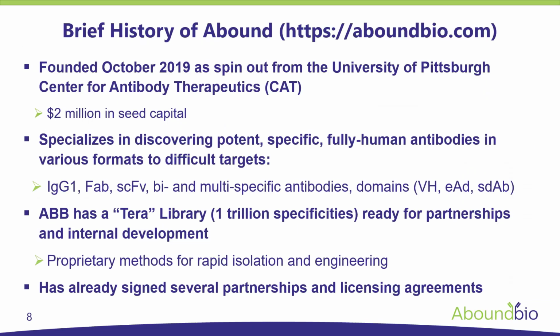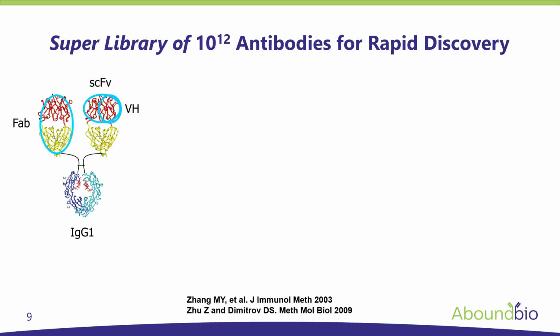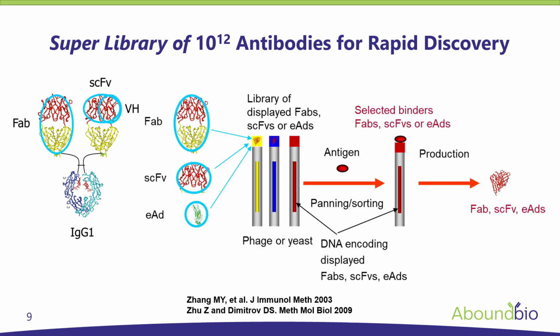We started with $2 million in seed capital, specialized in discovering potent, specific, fully human antibodies in various formats to difficult targets. Also, we have very large libraries, trillion specificity, and use proprietary methods for rapid isolation and engineering of those antibodies. We have already signed several partnerships and licensing agreements. We display our libraries on phage, as I already said, and then we do panning or sorting, and then selected binders we can engineer in various formats.